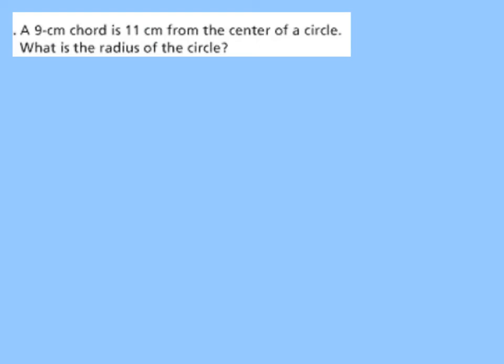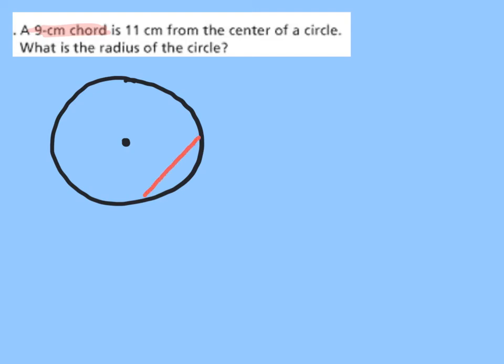In our last example, it says a 9 centimeter chord is 11 centimeters from the center of the circle. What is the radius of the circle? So if I were to draw a diagram, I have a circle with my center. We know that we have a 9 centimeter chord. So I'm going to draw in a chord somewhere on the circle. So let's say I choose to draw in this chord right here.